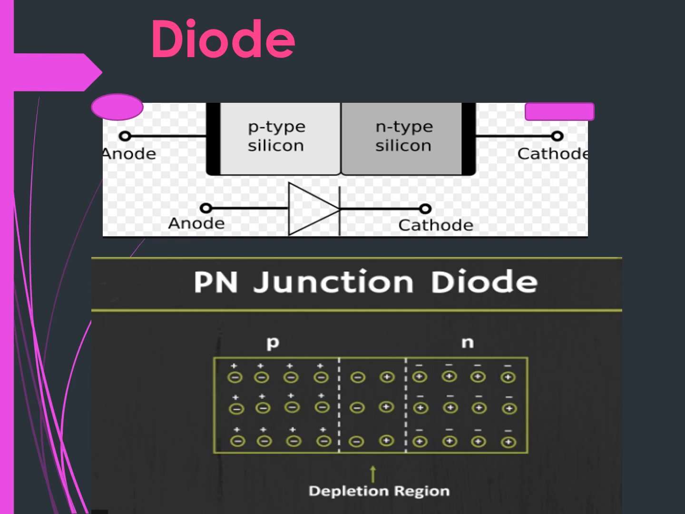Due to this recombination of electrons and holes, a thin layer will form across the junction. This junction will be free of charge, because the electrons and holes have combined together. This layer is called the depletion region, and its thickness is about 10 to the power minus 6 meter, a few microns.